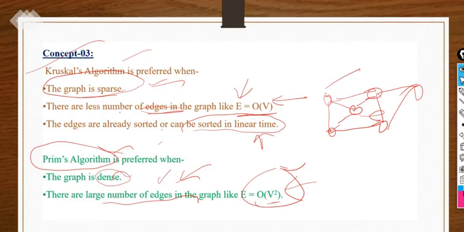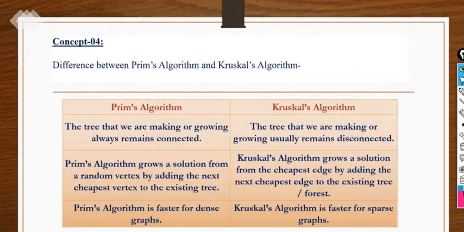Why is it so? Because in Kruskal's you start by sorting all the edge weights, and then you just connect them to complete the subgraph or spanning tree. So the main time is taken in sorting the edge weights. If fewer edges are available, then it takes order of V time only. So there are some differences between Prim's and Kruskal's algorithm.